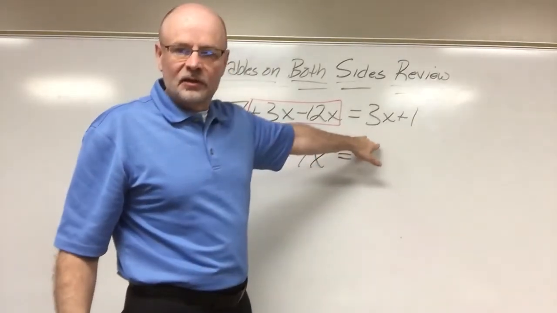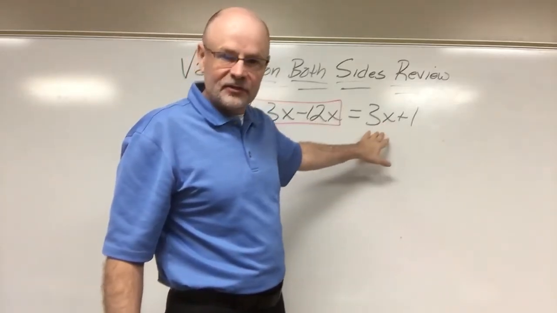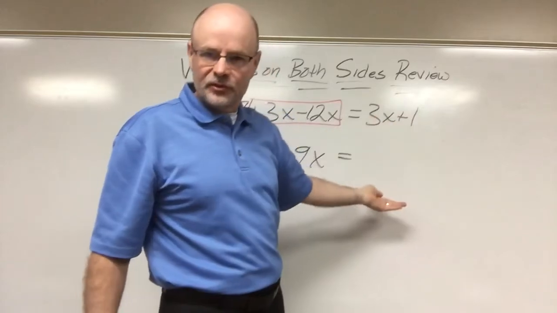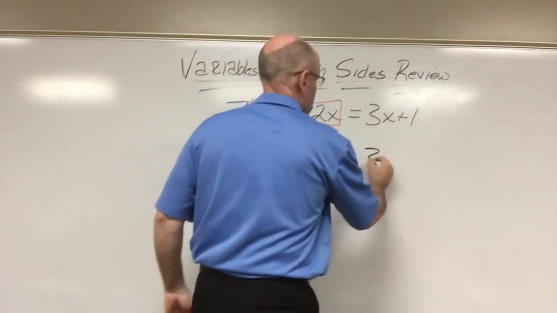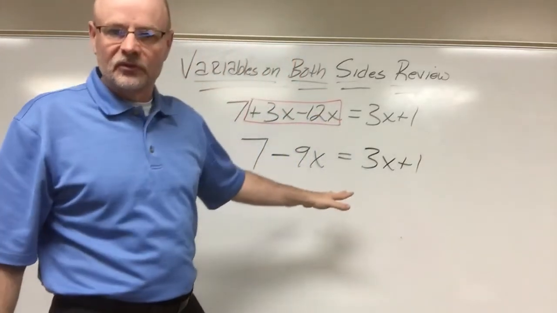Then I look at this side of the equation. Notice this expression right here. There are no like terms. I have an x term and I have my constant. So I'm simply going to bring that down. Now I've simplified both sides.